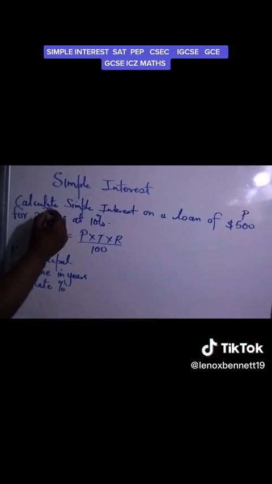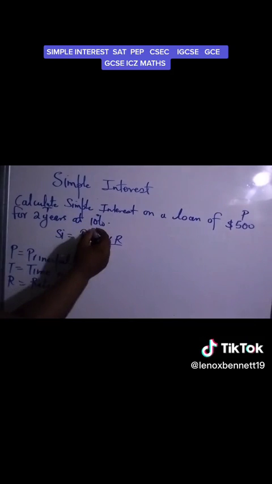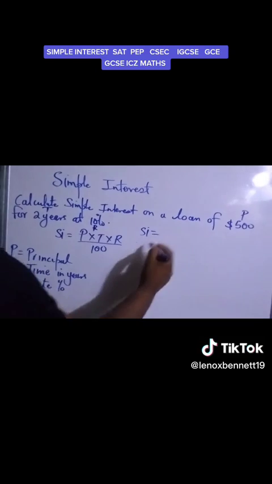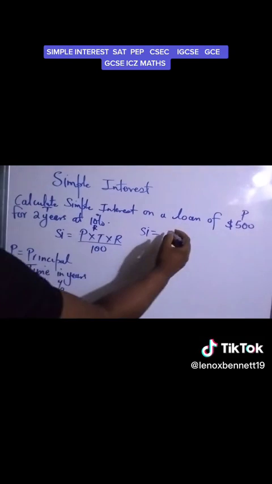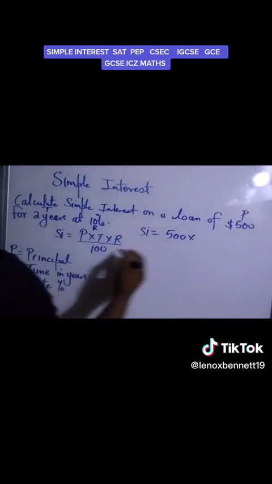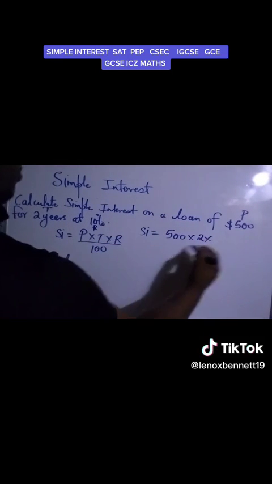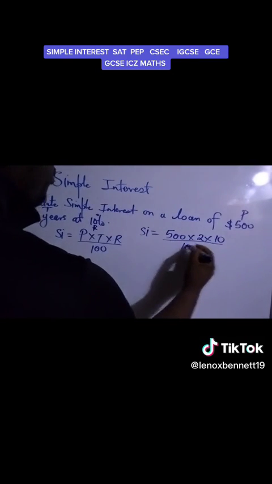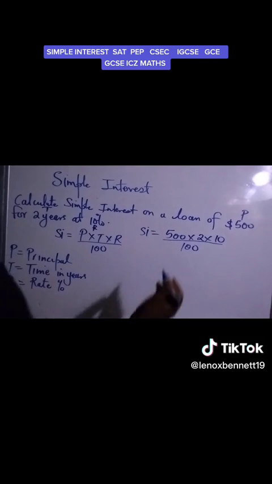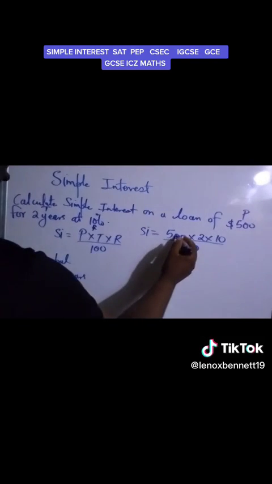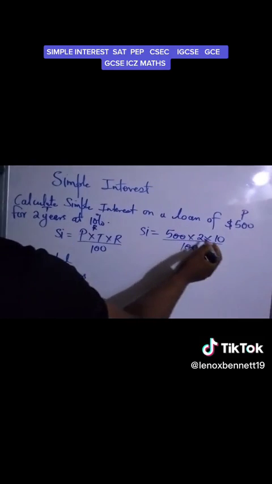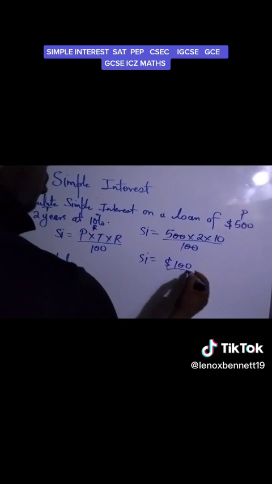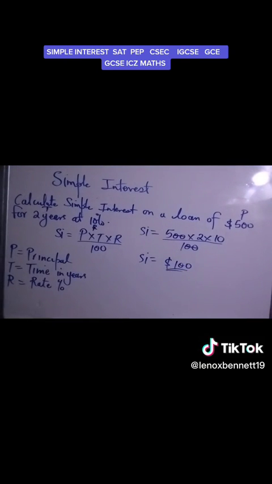So first, guys, you want to label each point. 500 would represent the principal, T would be the years, and the percent is the rate. So it's 500 multiplied by 2, which is the 2 years, times 10, which is the 10%, over 100. Alright, so let's proceed to cancel. We divide by 100. 100 into itself is 1, 100 into 500 is 5. So 5 times 2 is 10, times 10, so that's $100.